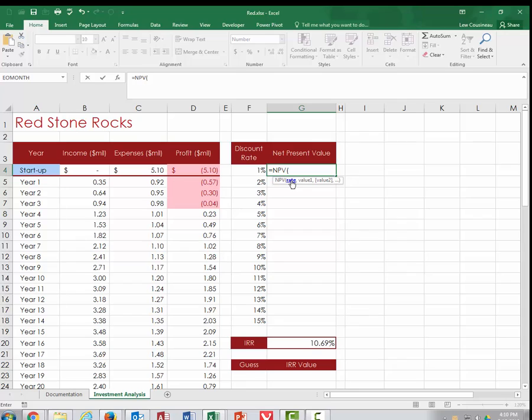So we want to find our rate. What rate did they want us to use for that? Oh, now I quit thinking. Yeah, the rate that we just put in. So there's our discount rate. So we're going to do the net present value based on all of these different discount rates.